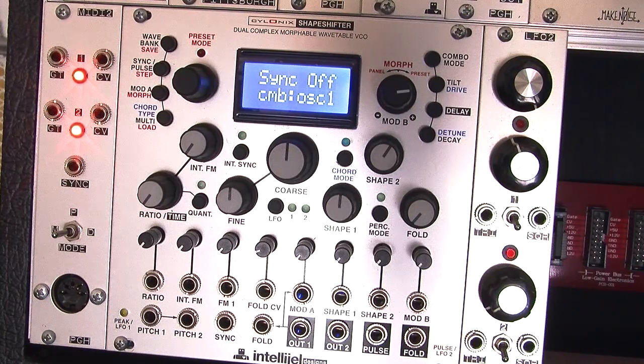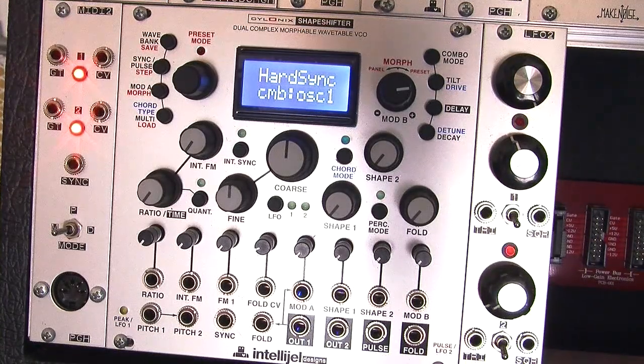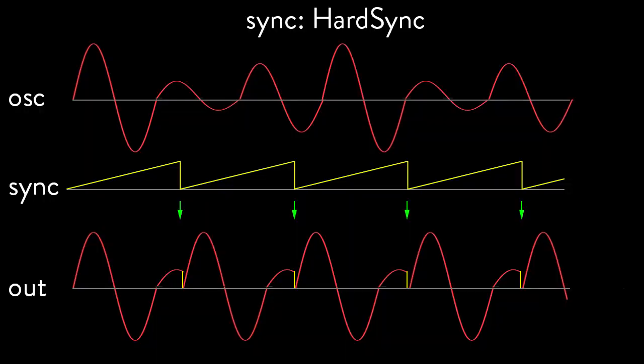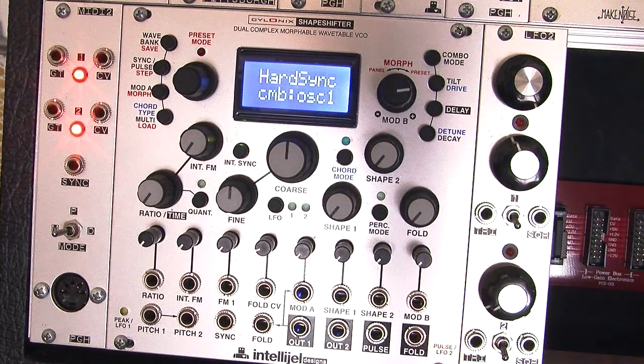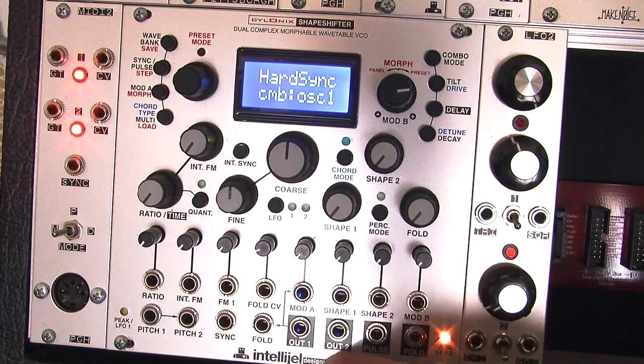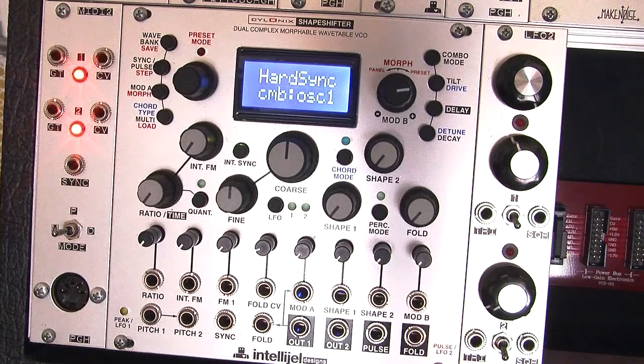So next I'll be looking at the sync options. Sync has to do with the phase relationship between one oscillator and another. So let's take a look at hard sync. Hard sync will actually lock the phase of both oscillators 1 and 2 to an internal oscillator synchronization bus. This synchronization bus is turned on with internal sync, and like I said, it will lock the phase of both oscillators 1 and 2. They sound different though.